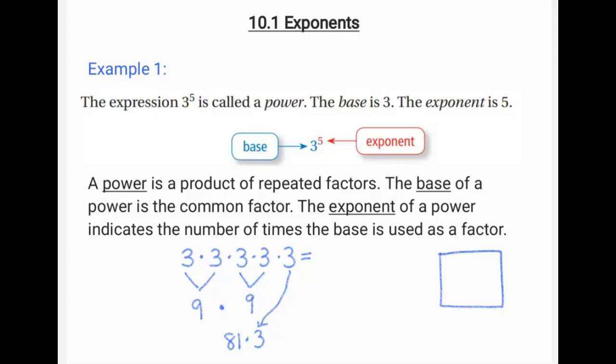So here's our area model, and we have 80 and 1 and 3. So 3 times 8 is 24, but because 80 has a 0, we're going to add that 0 in there. And 3 times 1 is 3. So when we add the two areas together, 240 plus 3 will give us 243 as our final answer.